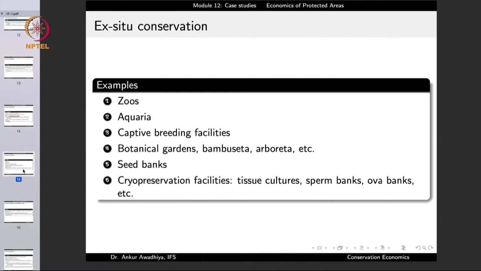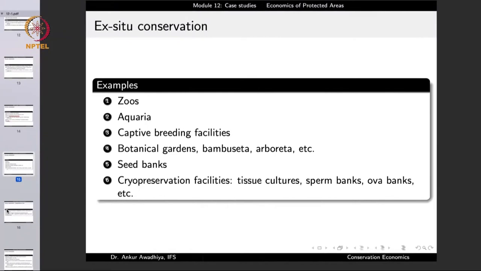Examples of ex situ conservation include zoos, aquaria, captive breeding facilities, botanical gardens, bamboo setta, arboreta, seed banks, cryopreservation facilities such as tissue culture, sperm banks, ova banks, and so on. So in all of these, what we are doing is that we are taking the organism or its body parts away from the natural setting and keeping them in a very scientifically managed facility, providing a very intensive intervention with the hope that probably someday in the future we will be able to release them back into the environment once the numbers have gone up. So this is ex situ conservation.